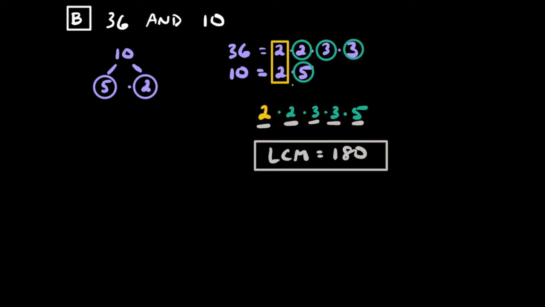While we only would have had to list 5 multiples of 36 to get to 180, we would have had to list 18 multiples of 10 to get to 180. This prime factorization method is much more efficient.